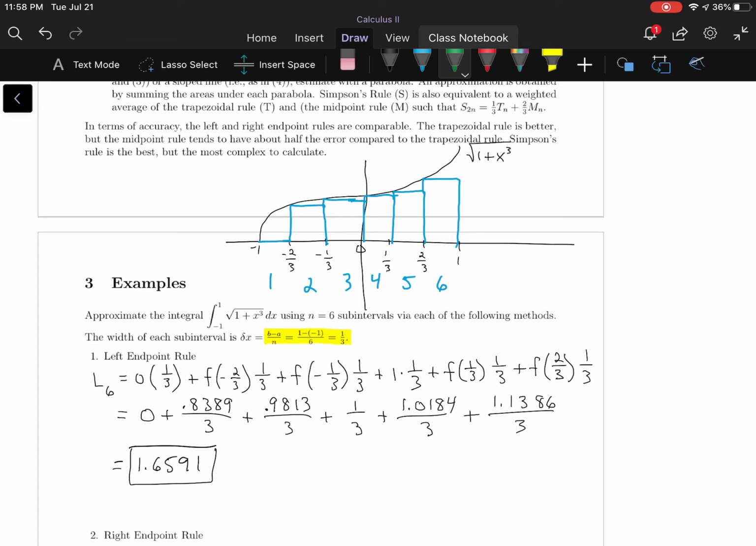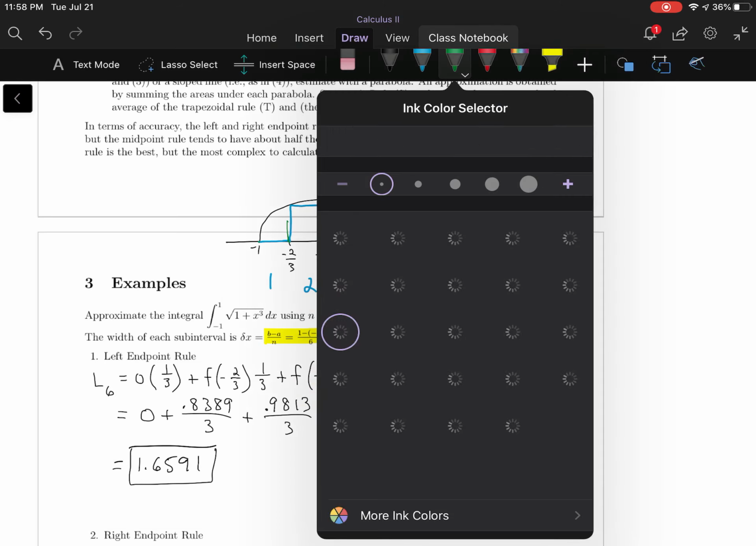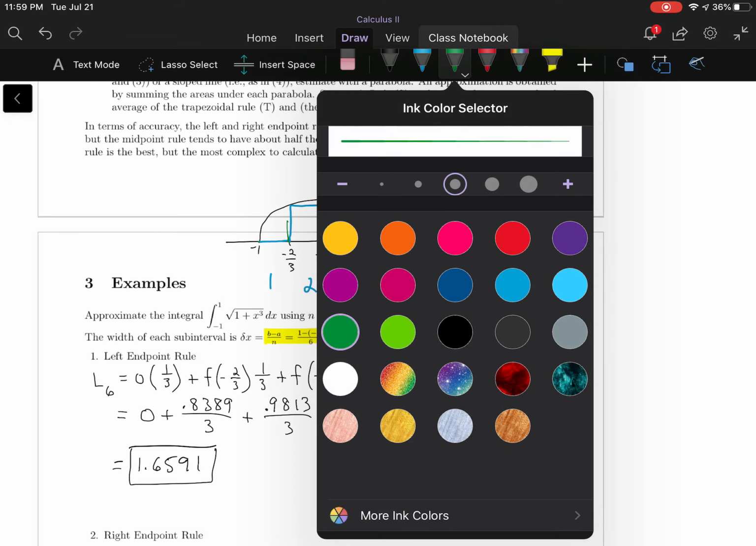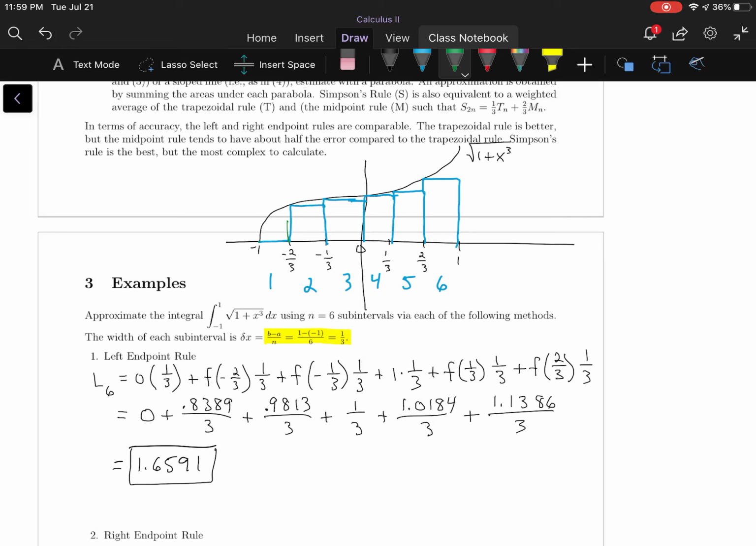So I'm going to do these rectangles in green. And I've got, let me make it thicker. Here we go. Ooh, that went a little awry. Why is it doing that? That is funky. All right, let me do this.